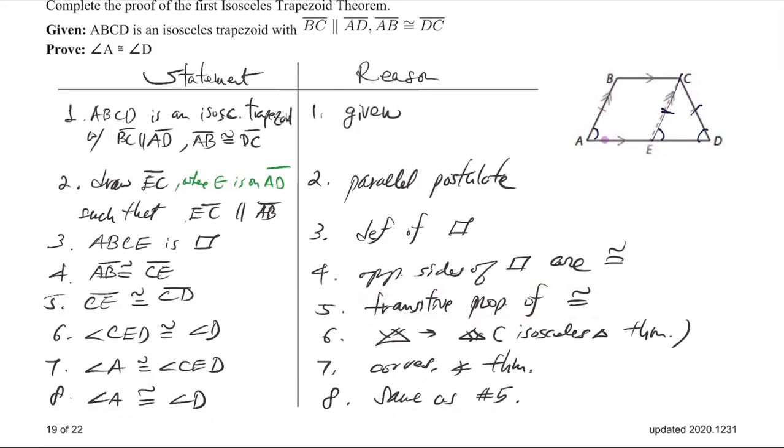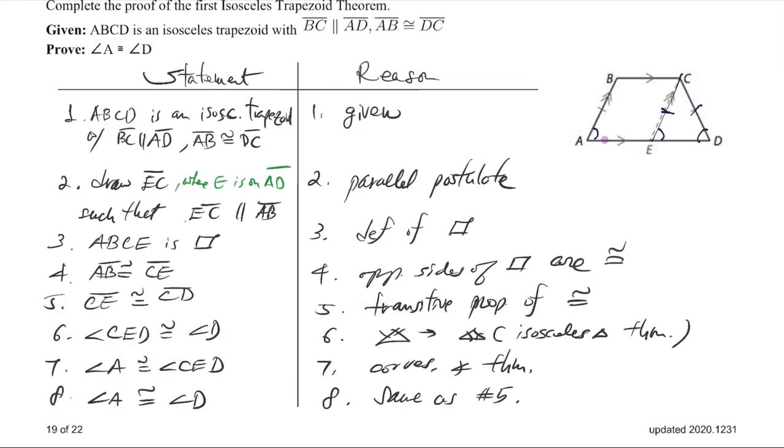Congruent angles, right? Let's look at why. We know that angle A is congruent to angle CED, and CED is equal to D. So by the transitive property, A is equal to D, right there. And that was it, guys.